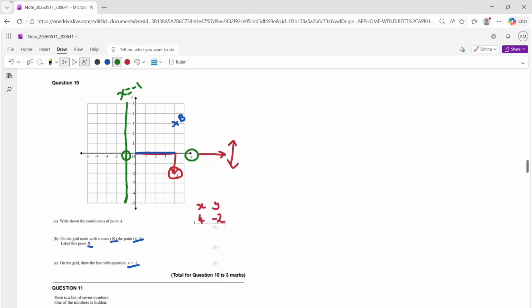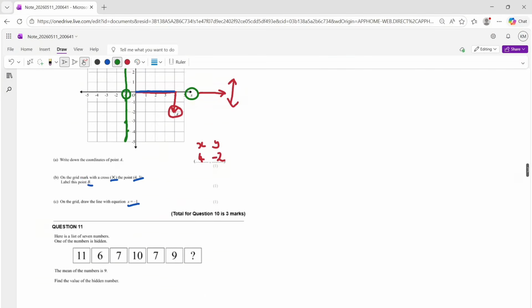And if you have a look at the coordinates all the way along this line here, you've got negative 1, 5. Negative 1, 4. Negative 1, 3, and so on. So if you look, the x coordinate is always negative 1. So that is the line x equals negative 1 there, going through x equals negative 1. So that's 1 mark for having that correct.